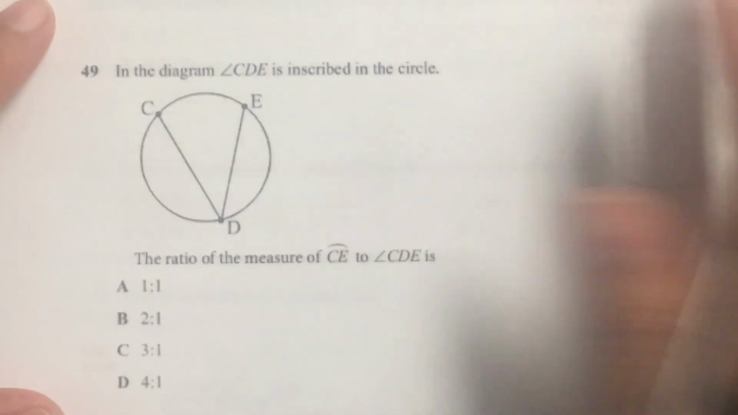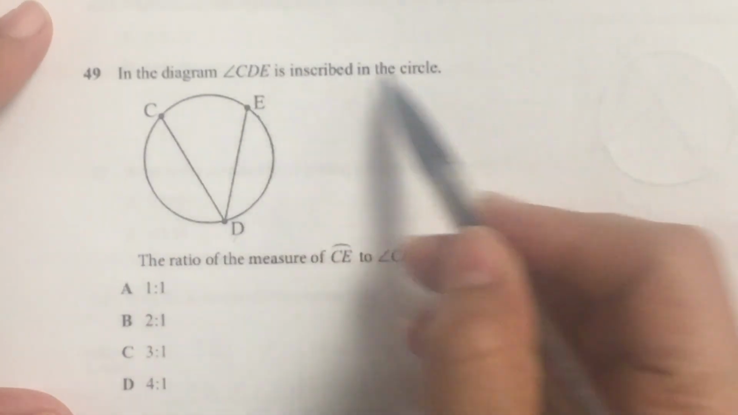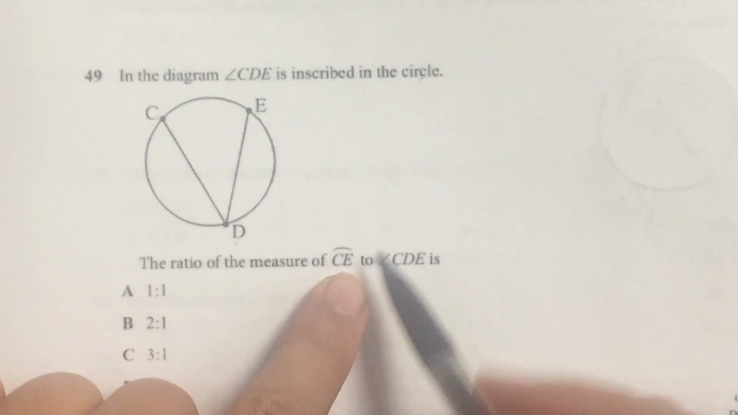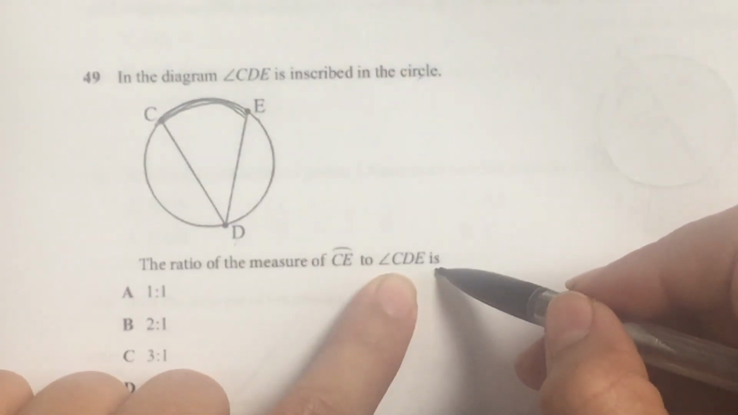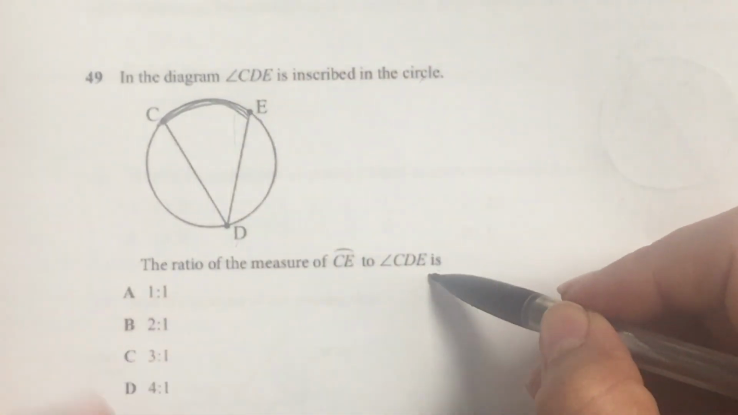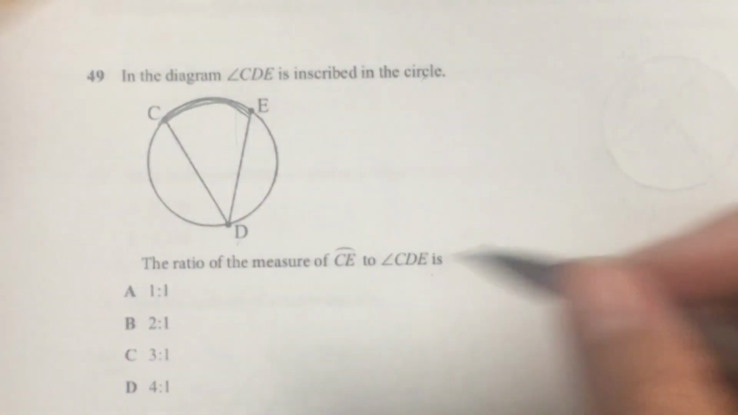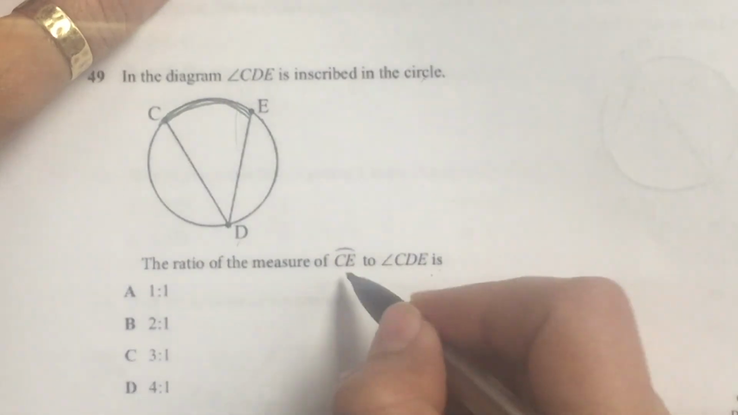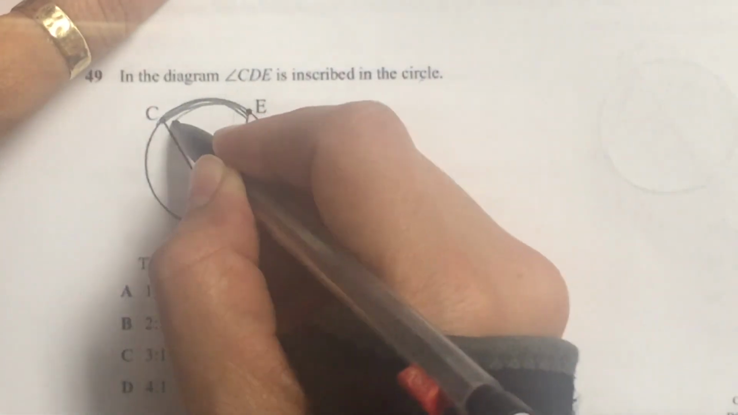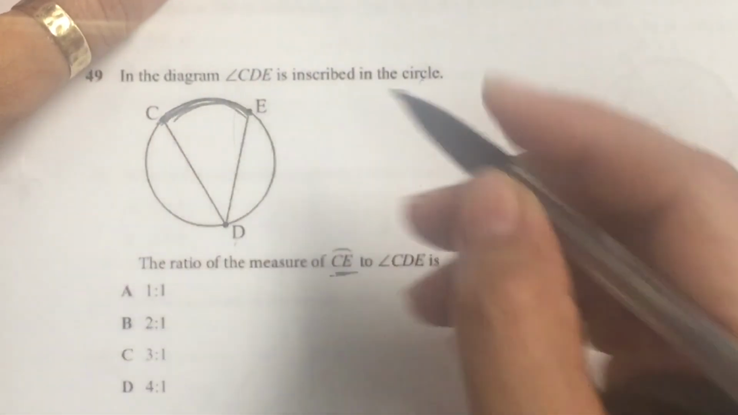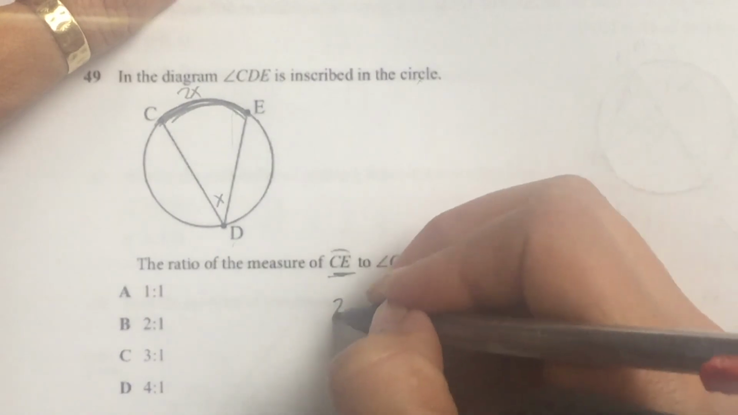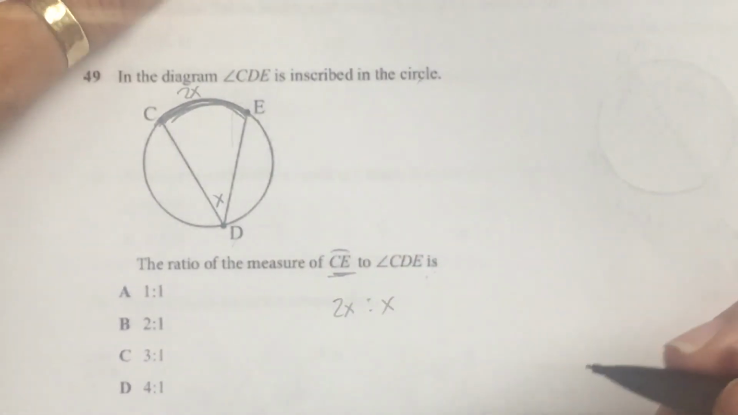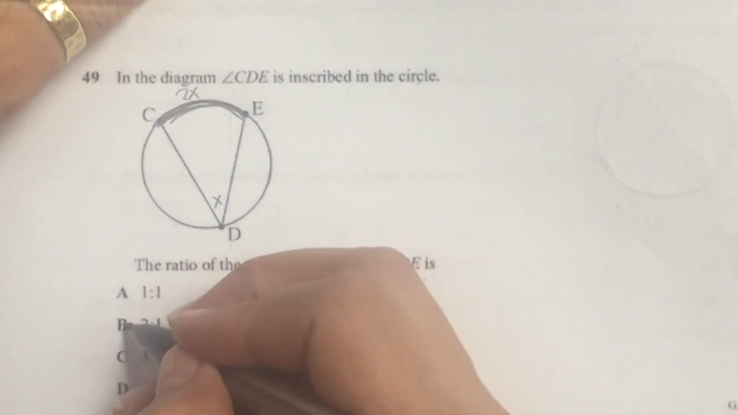In the diagram, CDE is inscribed in the circle. The ratio of the measure of CE to CED, so wait, CE comes first, right? So remember this is always twice. So if this is x, this is 2x. So the ratio is 2x to every x. So it's 2 to 1.